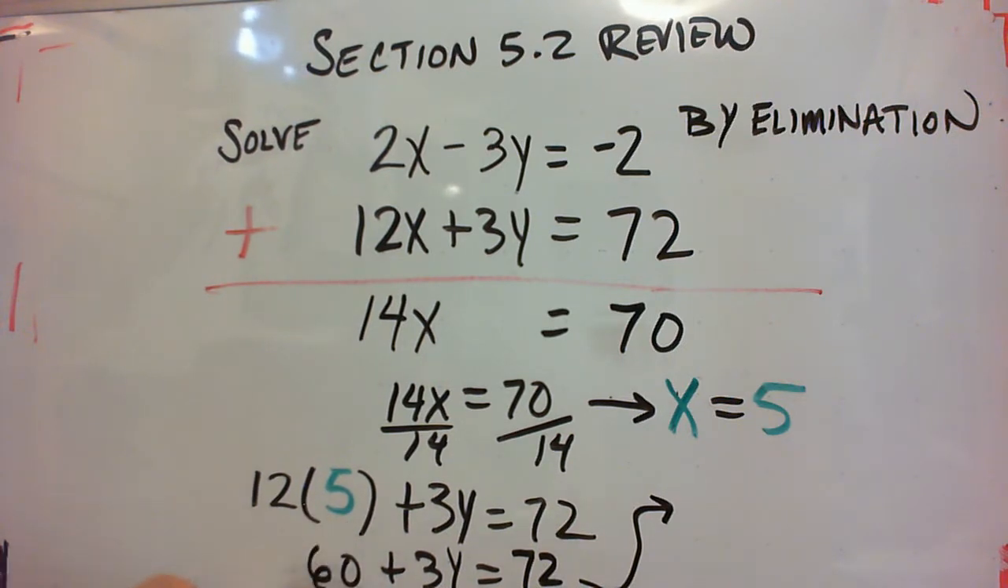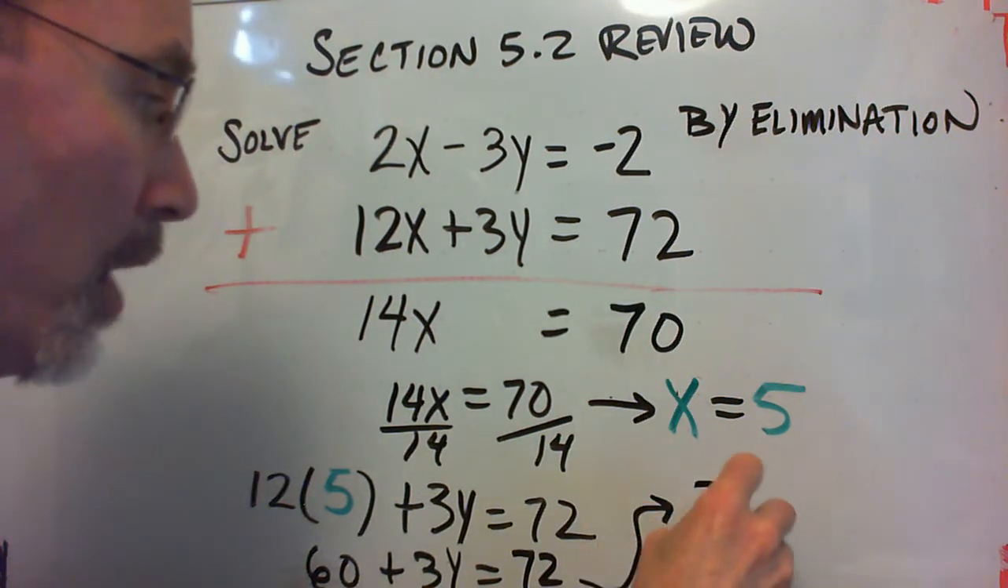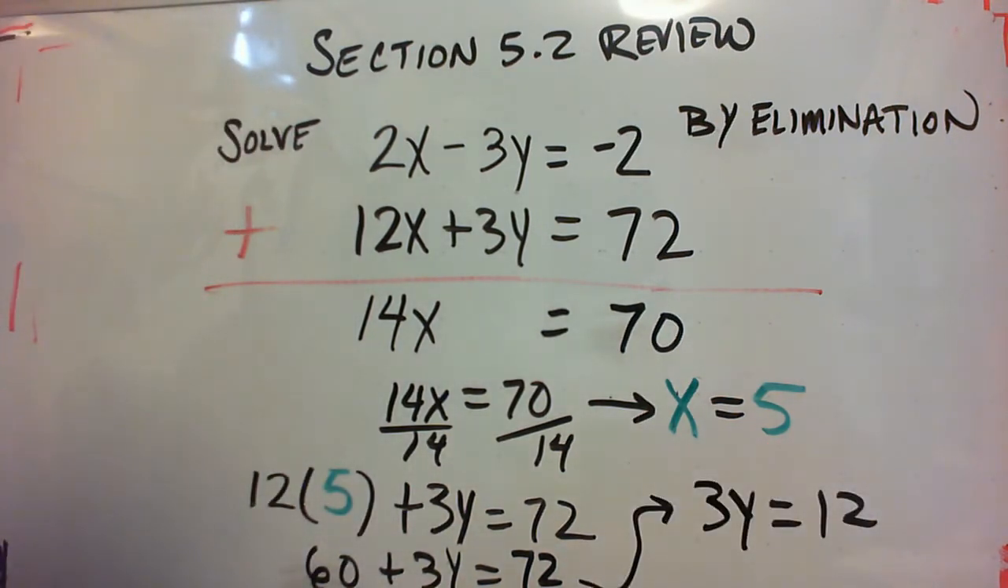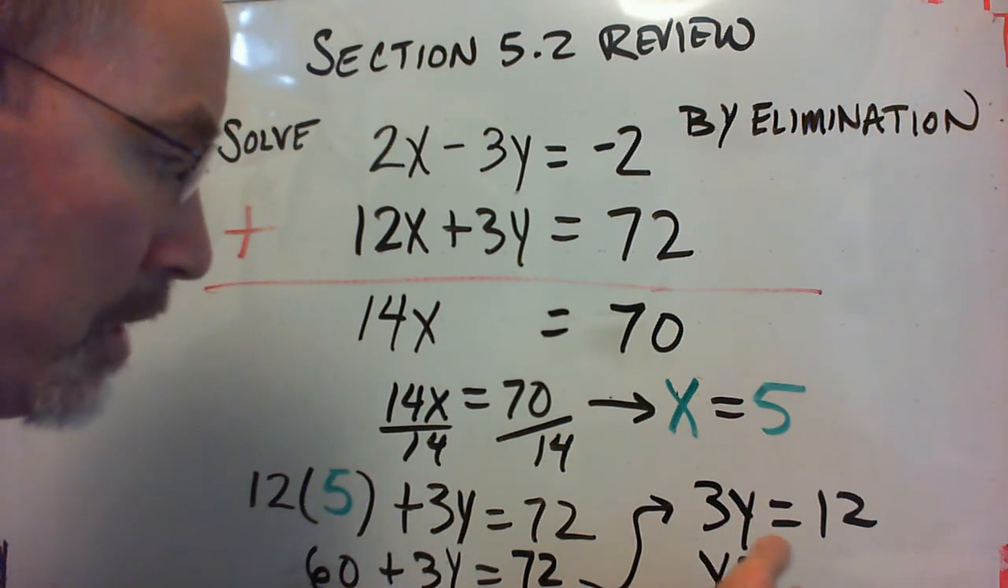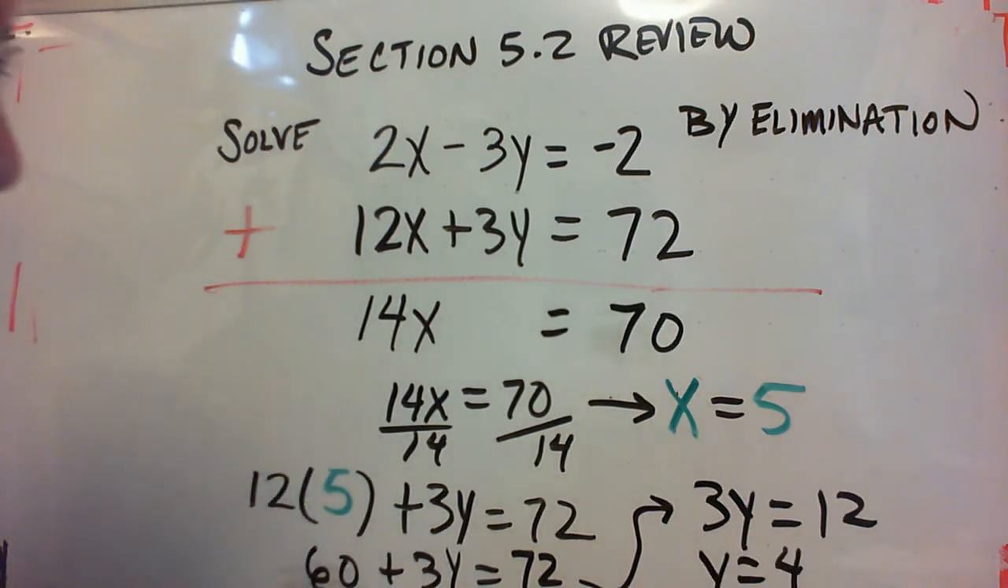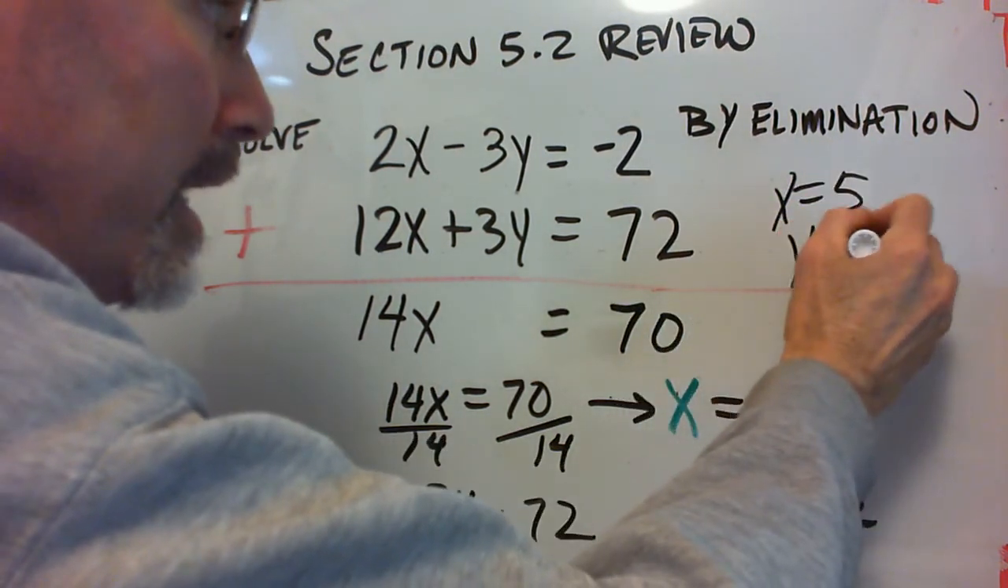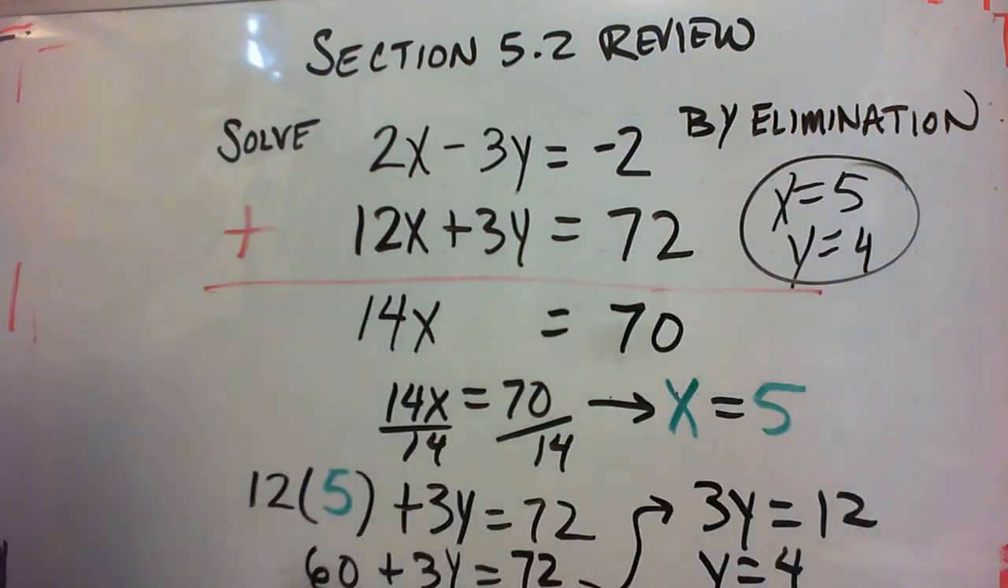Plugging 5 in, we get 60 plus 3y equals 72. Subtract 60 from both sides. 3y equals 12. And then divide both sides by 3. Y equals 4. So our answer here is x equals 5, y equals 4.